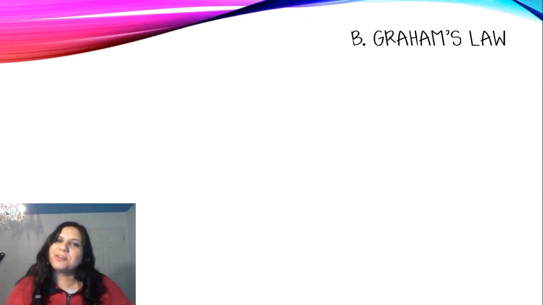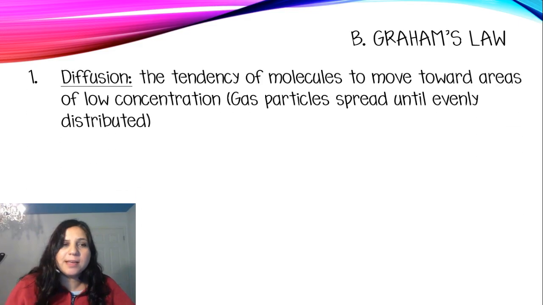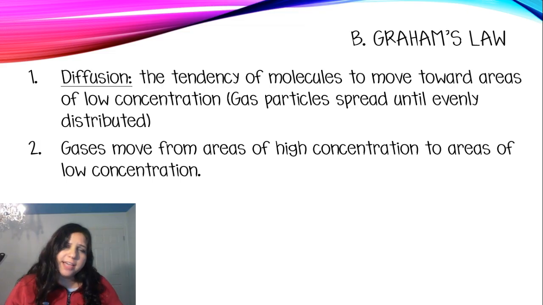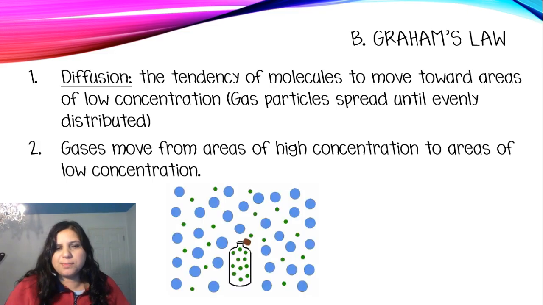Okay, next topic, Graham's law. Before we talk about it, we're just going to go over quickly again, what is diffusion? Diffusion is just the tendency of molecules to spread out through a container so that they randomly move around and eventually they're evenly distributed. We say they go from areas of high concentration to areas of low concentration, always from high to low.